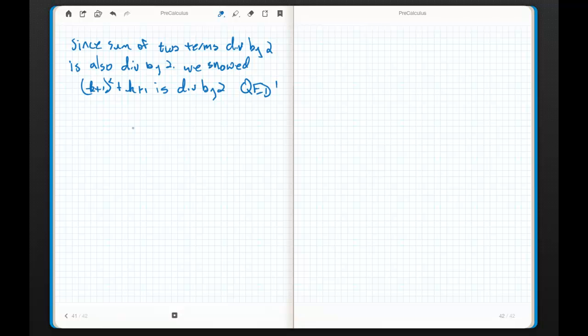Awesome. Now, I want you to try one on your own. This one's very clever. I want you to prove that 3 to the n minus 1 is even, which you can think of as being divisible by 2. Now, try it on your own. See if you can go through the inductive steps to show that it works, okay?